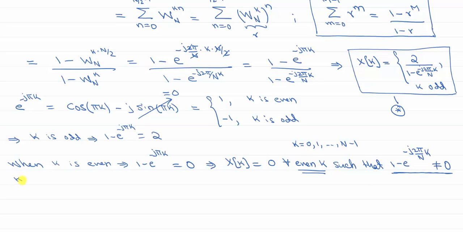So k equal to 0 is the case when both numerator and denominator are 0.